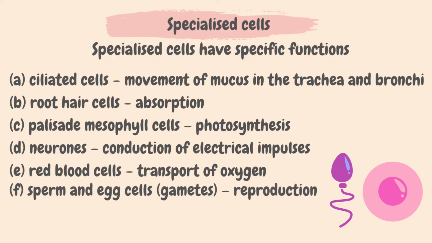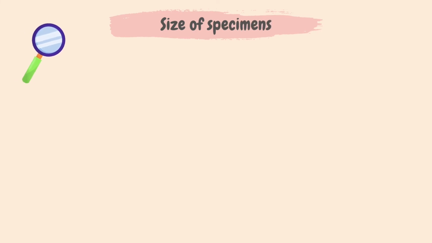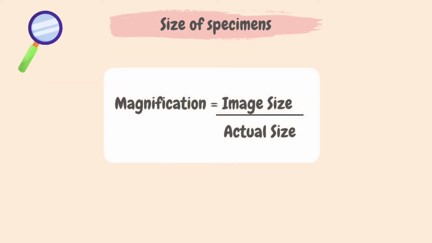Next, we'll look at size of specimens. When we look at detailed images in our books, say an image of a cell, for example, we know they have been magnified or made bigger so that we can actually see them. In reality, these objects can only be seen under a microscope. This is a formula we must know in order to determine by how much an image has been made bigger, or in other words, its magnification.